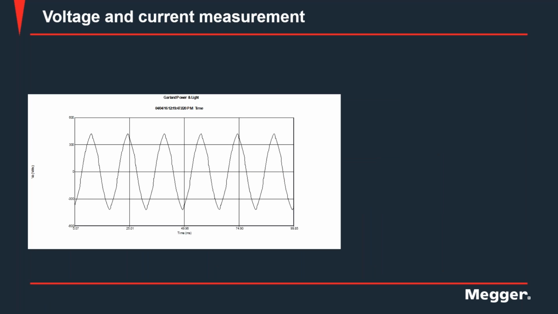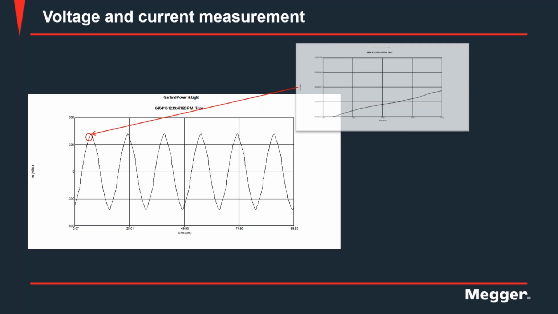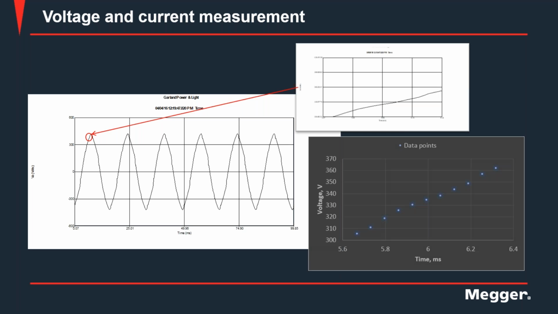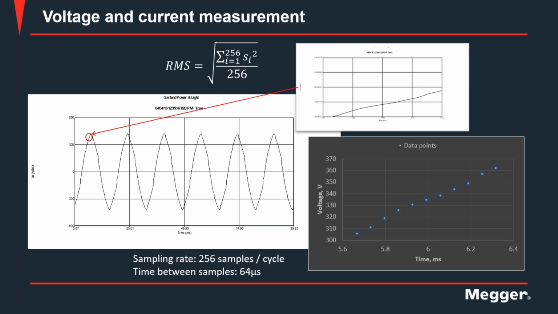So let's take one waveform capture from the MPQ 2000 and zoom into a small section of the waveform capture. We can break this up into different data points, and each data point is captured every 64 microseconds, because the sampling rate is 256 samples per cycle. So we are measuring 256 instantaneous values every cycle, and the RMS value is calculated every cycle.